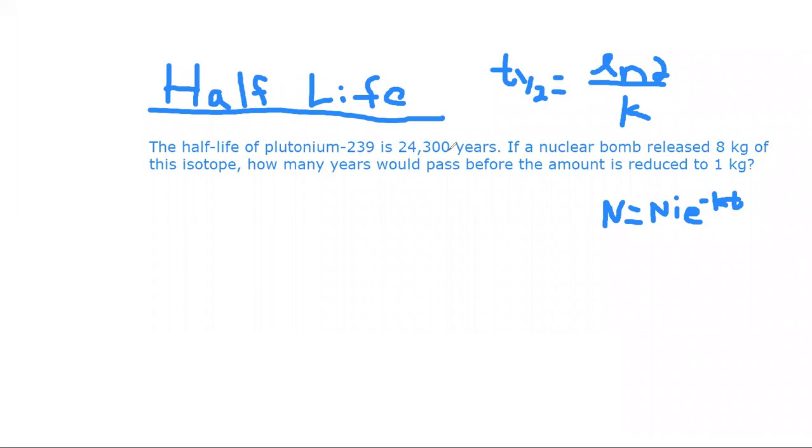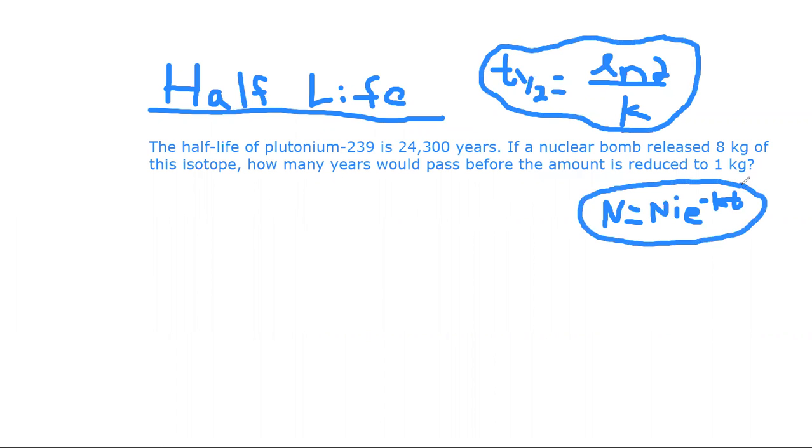Okay, so for our final question, we have a half-life problem. The half-life of plutonium-239 is 24,300 years. If a nuclear bomb released 8 kilograms of this isotope, how many years would pass before the amount is reduced to 1 kilogram? And these are the equations that we will need to use involving half-life. So it already gives us the half-life, so we can go ahead and plug that into our top equation.